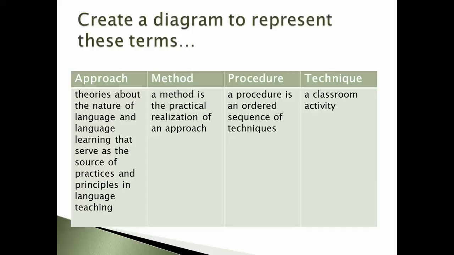Now here is your assignment. I ask you to create a diagram to represent these terms. So here we have definitions of the terms. What's an approach, what's a method, what's a procedure, and what's a technique. The diagram should be created using figures. It's up to you what you want to create. The diagram needs to reflect that you really understand what is an approach, what is a method, what's a procedure, and what's a technique, and how these four terms are connected to each other.